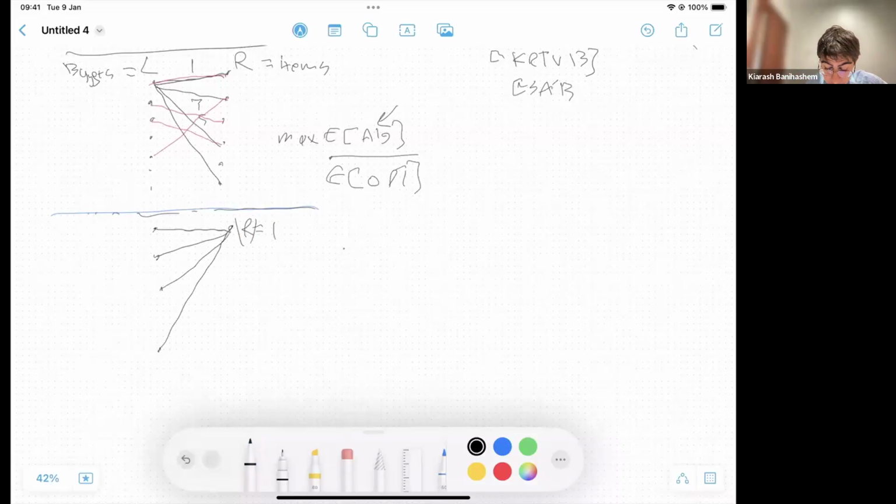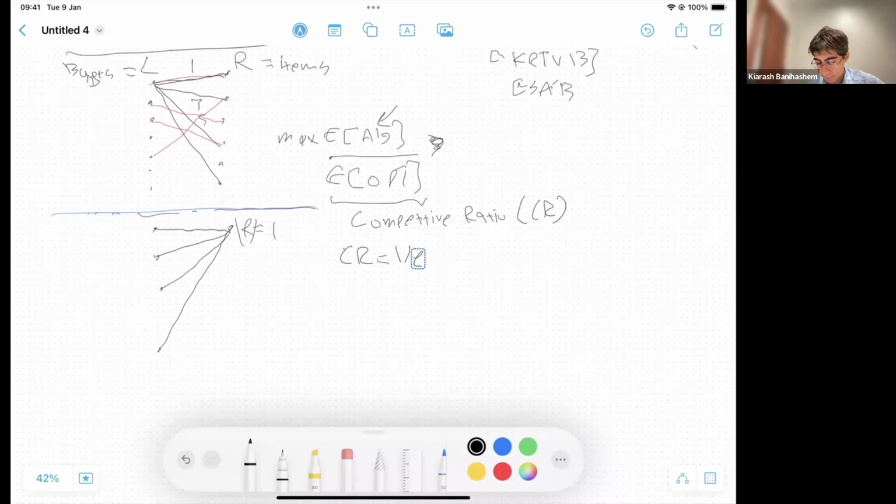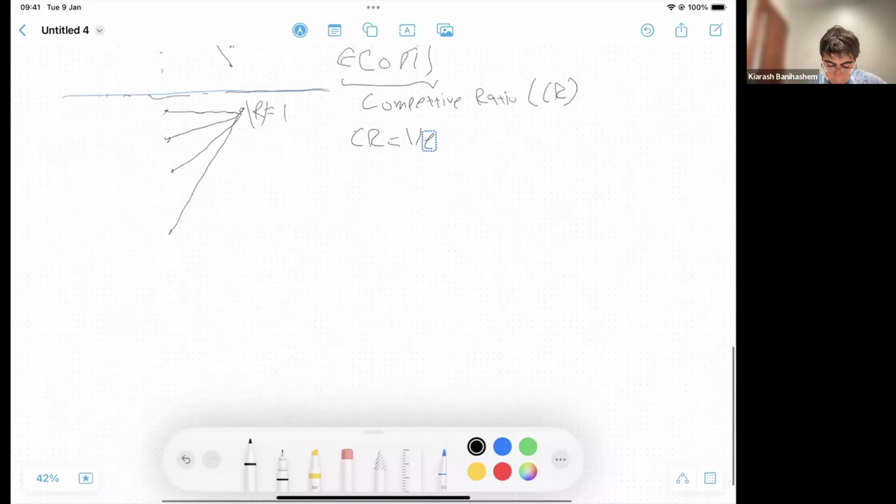They show you can achieve what is referred to as the competitive ratio, CR for short. They show that you can achieve CR equals 1 over E. So it's very much a generalization of the standard secretary result. Now, how do they do this?